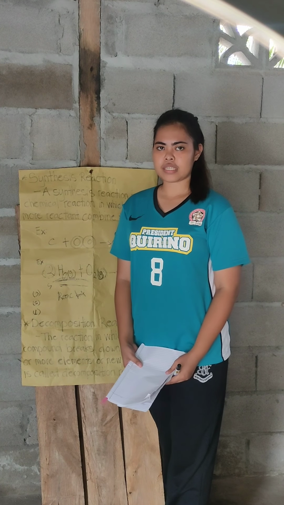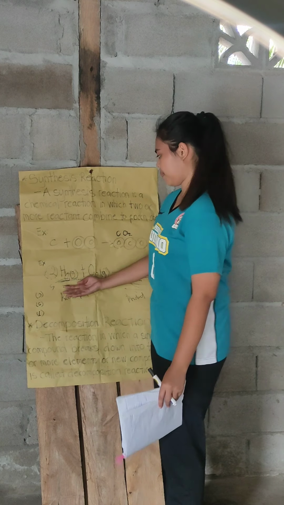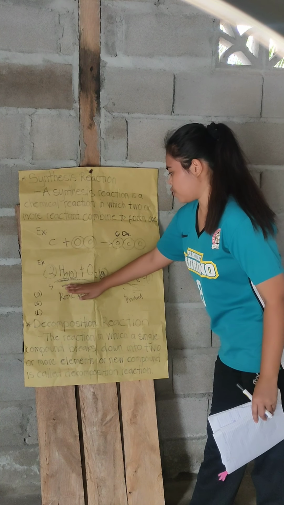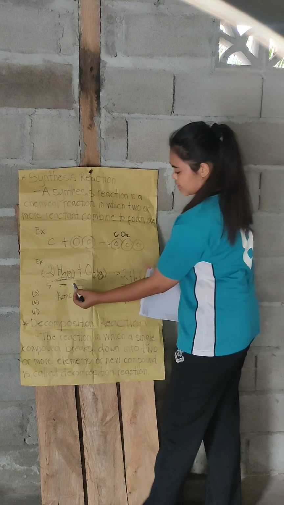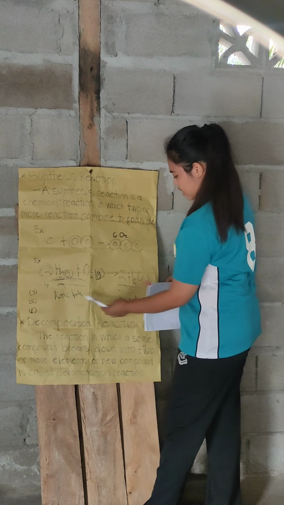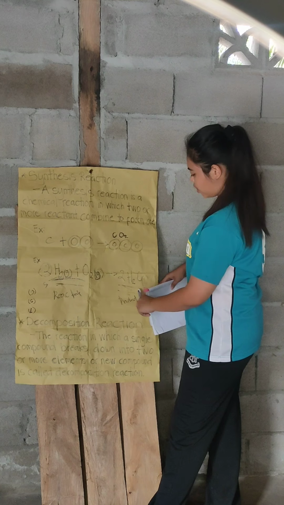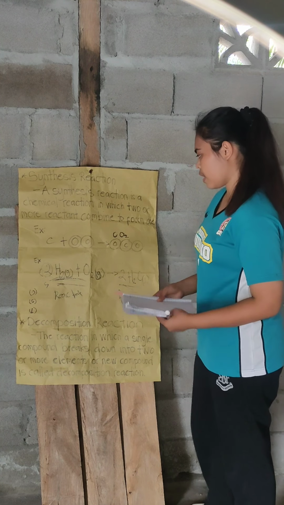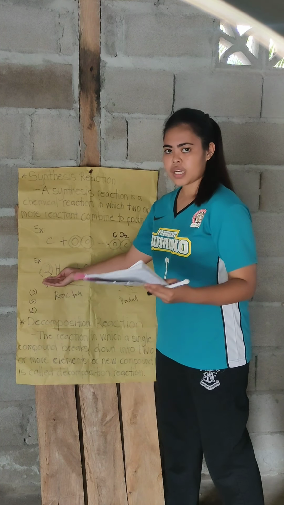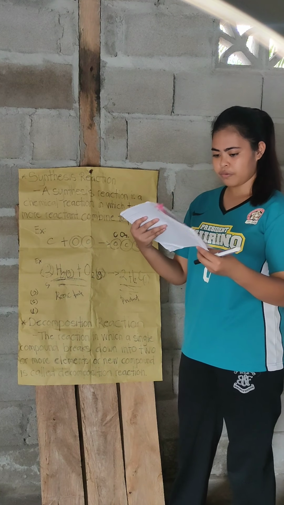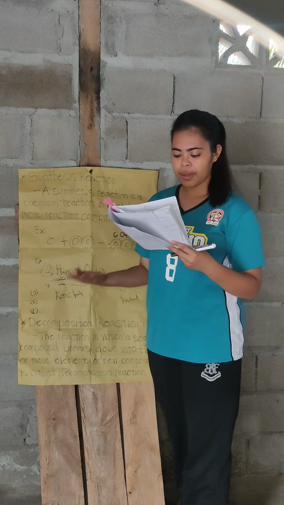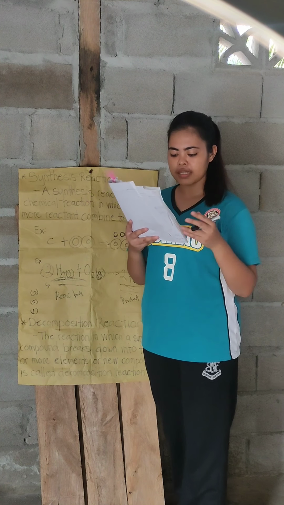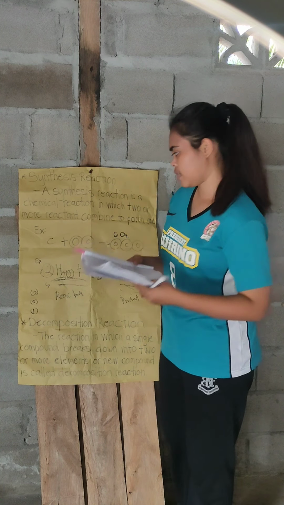Another example of synthesis reactions is 2H2 plus O2, which will produce 2H2O. This is what we call the reactant, and this is what we call the product. As you can see, this number is represented as the coefficient. Coefficients show how many atoms or molecules of substances are involved in the reaction.